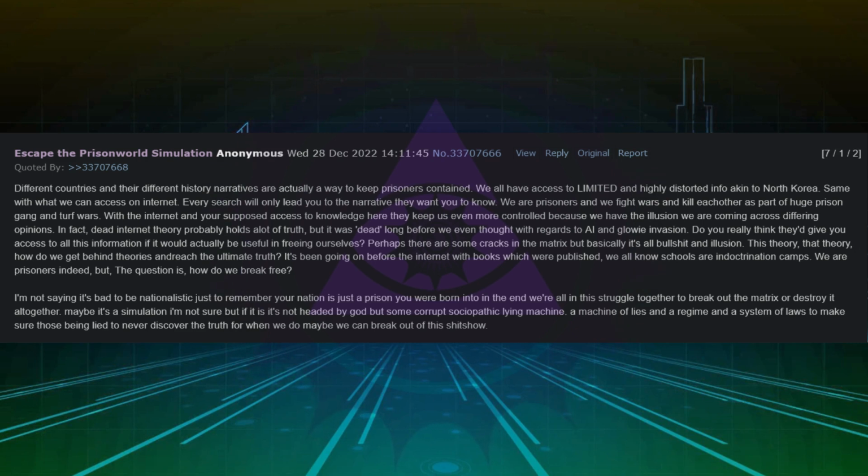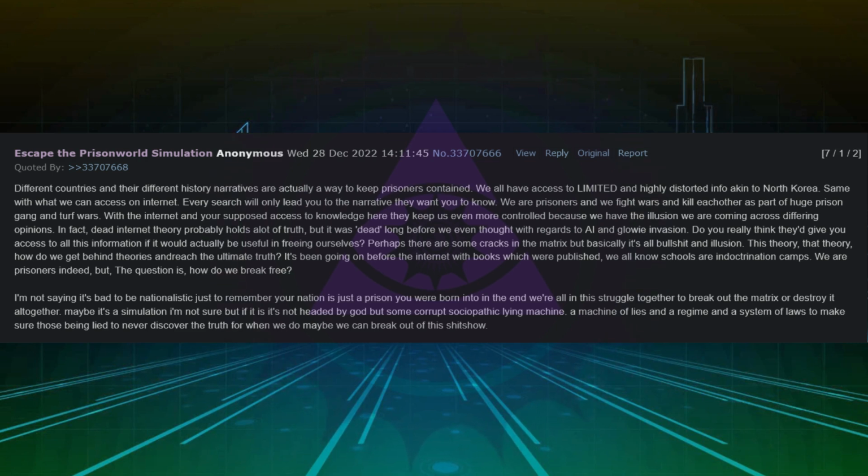This theory, that theory, how do we get behind theories and reach the ultimate truth? It's been going on before the internet with books which were published. We all know schools are indoctrination camps. We are prisoners indeed, but the question is, how do we break free? I'm not saying it's bad to be nationalistic, just remember your nation is just a prison you were born into. In the end, we're all in this struggle together to break out of the matrix or destroy it altogether.